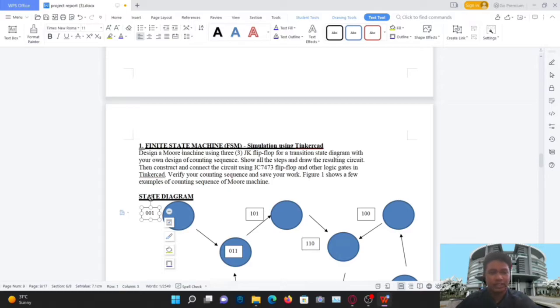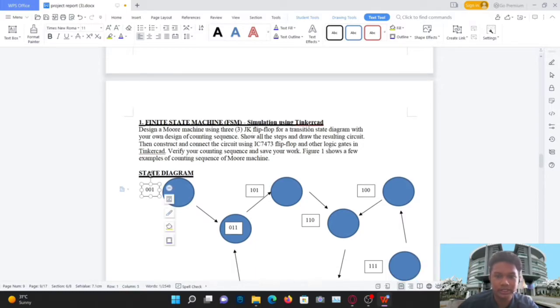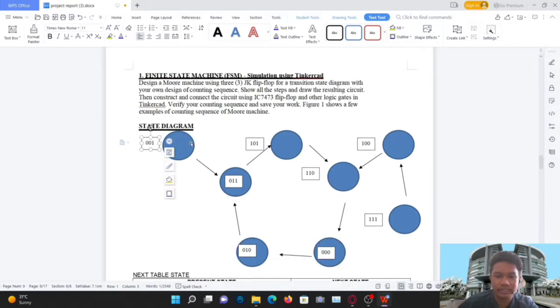So, the first one is the finite state machine, FSM. Finite state machine FSM simulation using Tinkercad. Design a Moore machine using 3 JK flip-flops for the transition set like your own, without the counting sequence. Just like this, 001 is 1, 011 is 3. So the sequence uses IC 7473 and other logic gates to make the circuit.